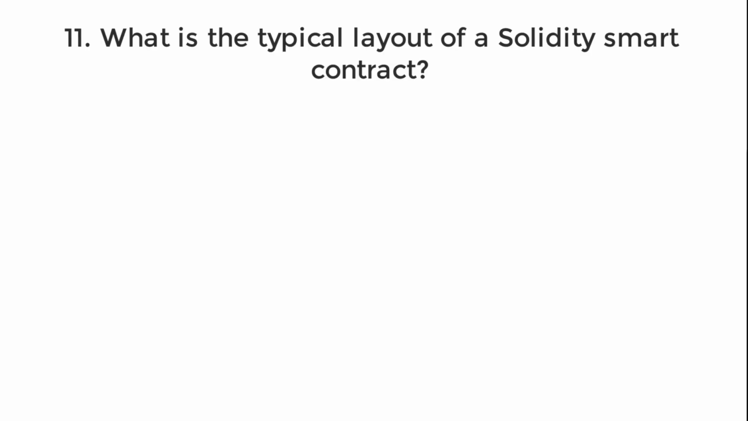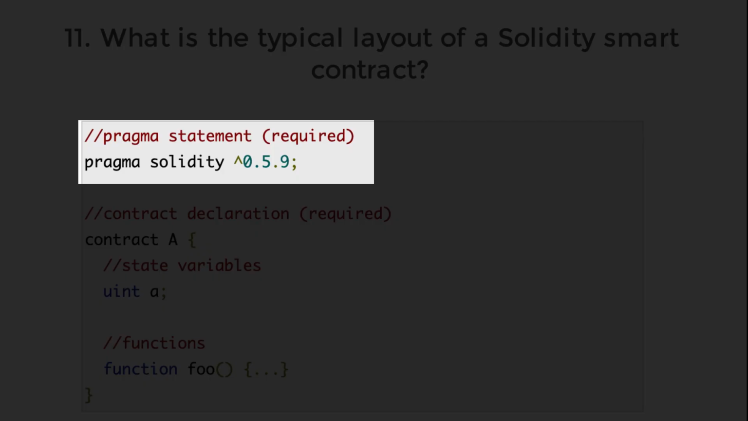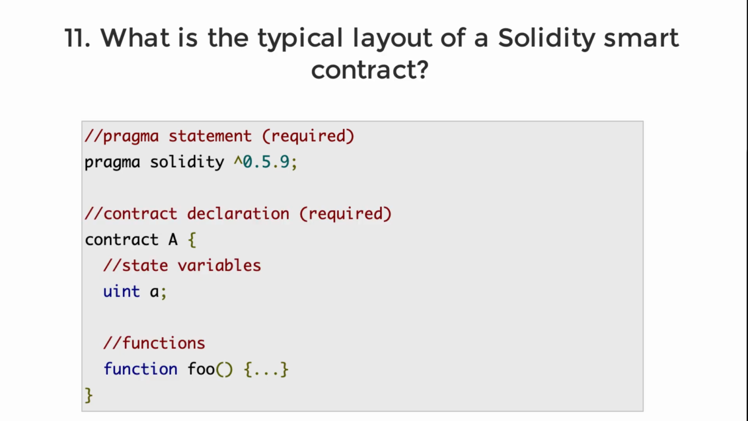What is the typical layout of a Solidity smart contract? First, you need to put the pragma statement to indicate to the Solidity compiler which version of Solidity you want to use. This is for avoiding mistakes where you write the smart contract for a version of Solidity, but you accidentally used another version when you compile the smart contract.